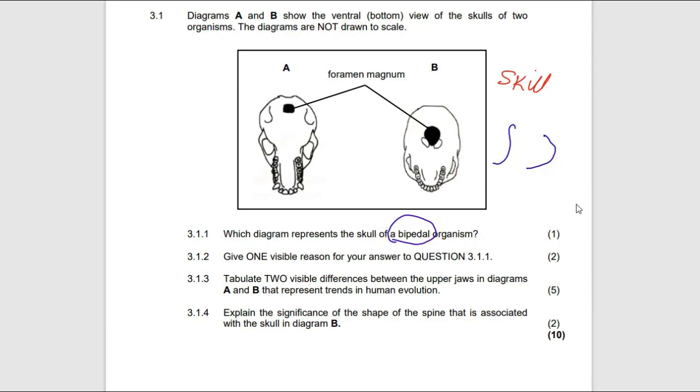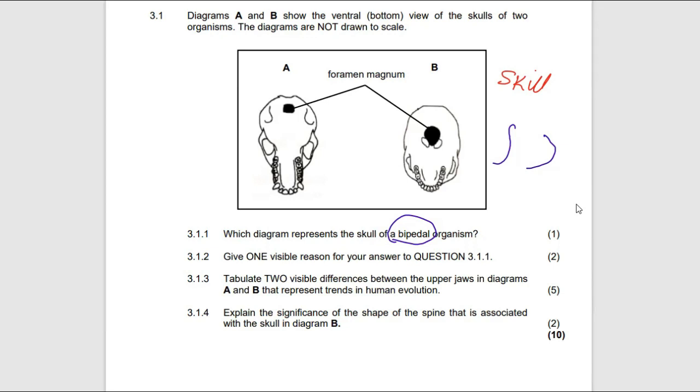Then the foramen magnum for the bipedal organism must be in the forward position. That's how we want it, in the forward position. While the foramen magnum must be in the backward position for an organism which walks on 4 limbs. Why is it supposed to be in forward position? So that the spine can connect to the skull vertically, and then the skull is going to face straight in front. Hence, the organism is going to walk on 2 limbs.